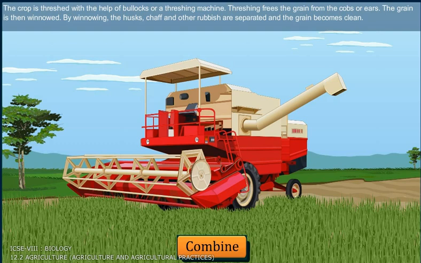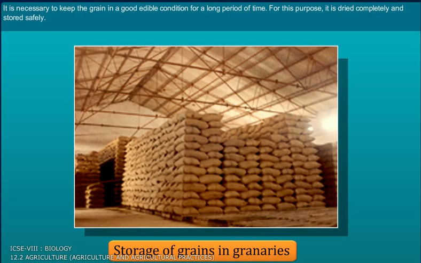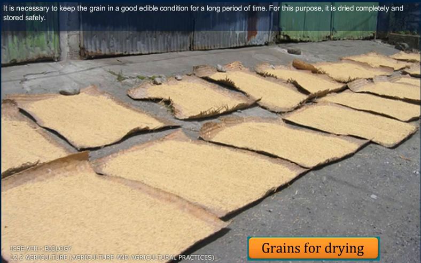The grain is then winnowed. By winnowing, the husks, chaff, and other rubbish are separated and the grain becomes clean. It is necessary to keep the grain in a good edible condition for a long period of time. For this purpose, it is dried completely and stored safely.